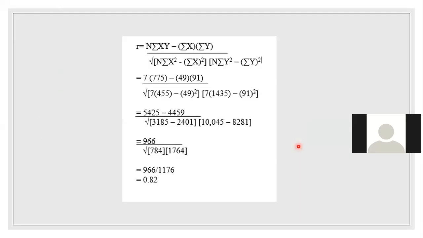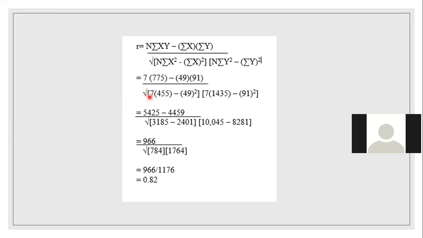And so coming back to this formula, it's n. I said earlier that n represents the number of pairs of values that you have in the data set. And in this case, we have 7 pairs of values. And so n is 7 times the sum of xy, which was calculated in the table, minus the sum of x times the sum of y. And then at the bottom here, you have that square root that covers everything.